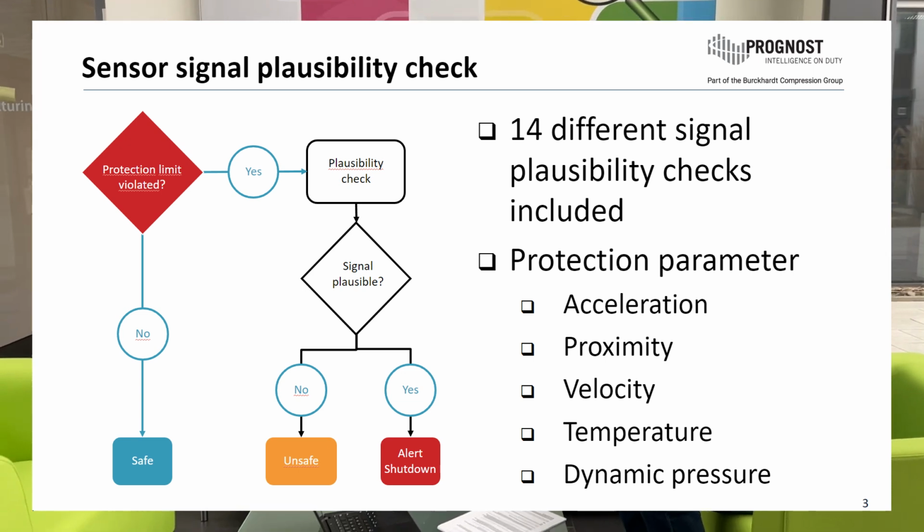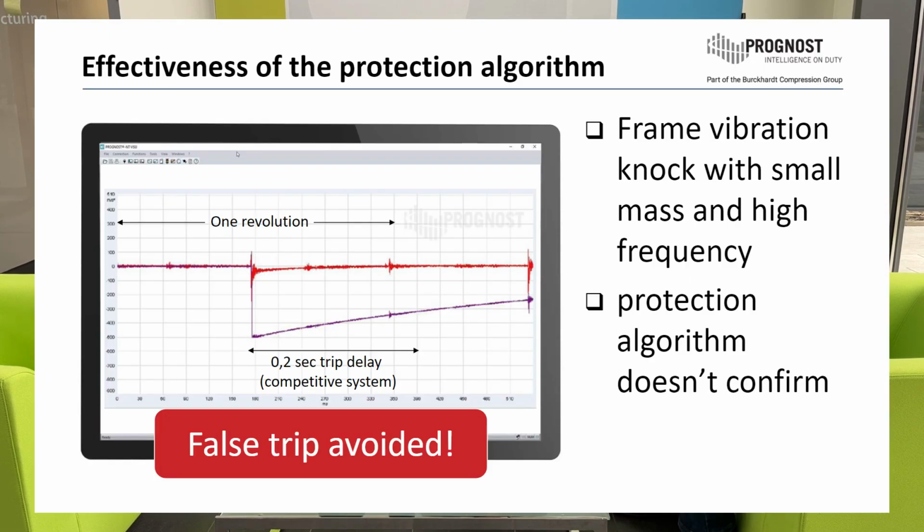When we get the signal from the sensor, we check: do we have a shutdown condition, do we have an alarm? If there's no alarm, the machine is safe, it's all good. But if there is an alarm, we verify this signal with our plausibility check. We ask, is this signal plausible? If the signal is not plausible, then we raise a system alarm from the Silver system and say it's an unsafe signal. But if the signal is plausible, then we generate the shutdown signal to the ESD and say there's a real shutdown, and we trip the compressor.